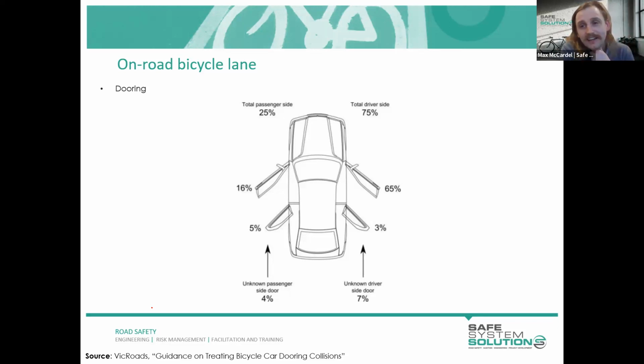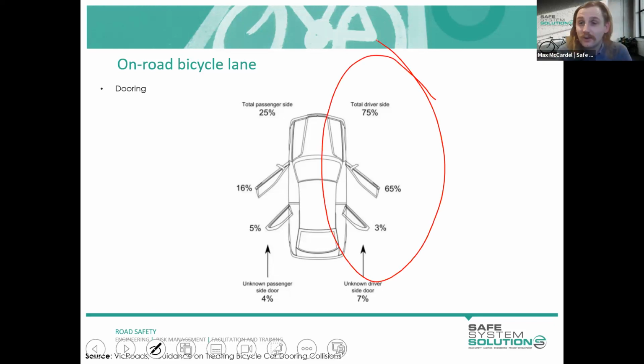There was this study done regarding where dooring occurs, and it's one of those studies that I'm not sure really ever needed to be commissioned, but the overwhelming majority of dooring incidents occur on the driving side. So we've got 75%. That makes sense because a driver always needs to be in the car, so there's always going to be a driver door opening. And generally, most of our bicycle lanes are adjacent to the driver's side. So that's where the conflict exists. It makes a lot of sense.